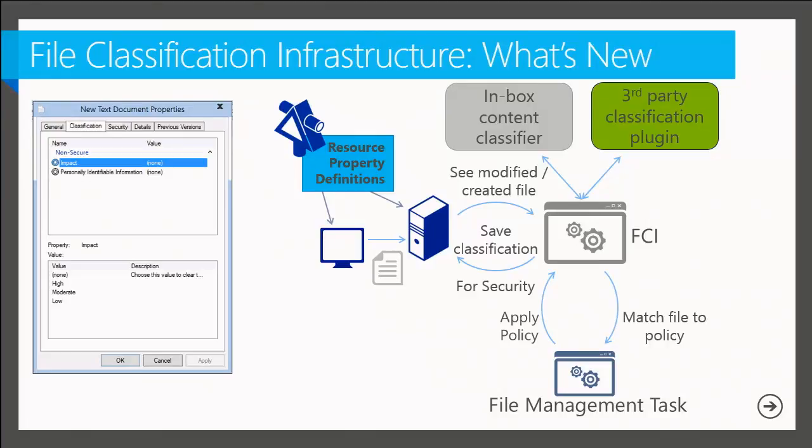Of course, on the other side is, what do we do with the information once we have it? Yes, access control is great, but there are so many other things we might want to do. And we have a concept in file classification infrastructure called a file management task, which basically says, if I find a file that is marked as something, say secrecy equals high, then I must apply this policy to this file once I find it. In 2008 R2, the main policy we had was expiration of data, because we were focused on data management. We were focused on maintaining your data in a clean state, getting rid of data you don't want.